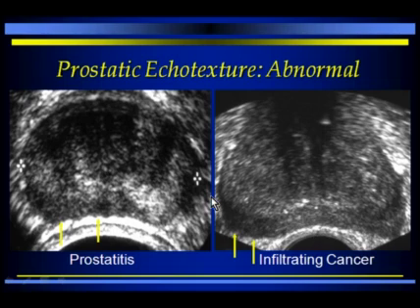This is a hypoechoic appearance throughout the entire posterior aspect of the prostate, and this turns out to be an infiltrating prostate cancer. Notice that in this case, the peripheral zone tends to be less echogenic or darker as compared to the inner gland, which is more echogenic. And that's because of the abnormal echotexture in the outer gland.